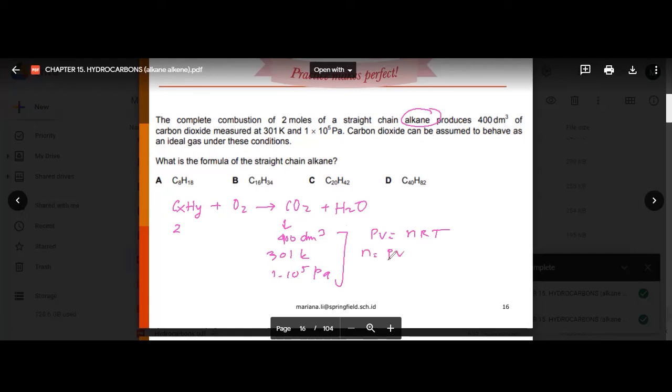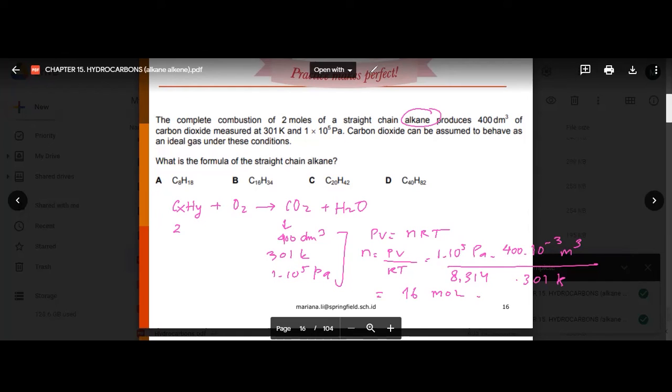So n = PV over RT, 1 times 10 to the power 5 Pascal times volume, which should be in m cube. So how to convert dm cube to m cube? Yes, divide by 1000, or times 10 to the power -3 m cube. What is the ideal gas constant? 8.314. And the temperature is already in Kelvin. So now use your calculator to calculate this. Okay, the result is 16 mole.